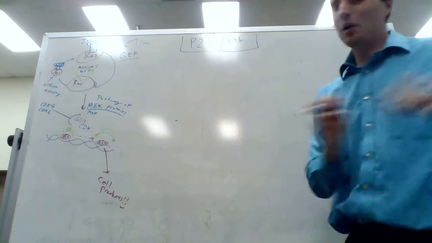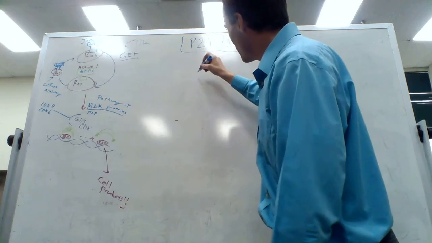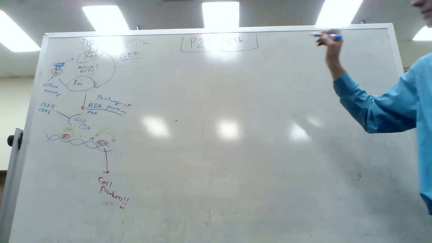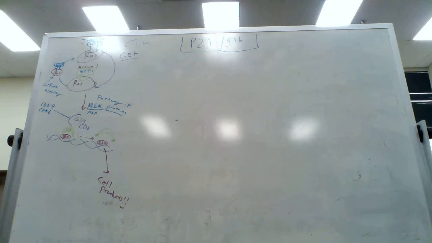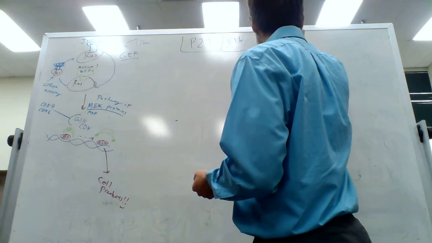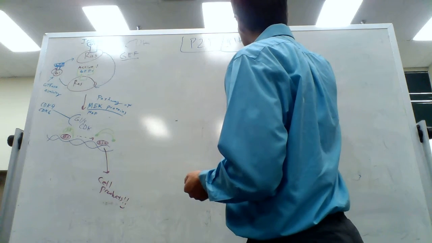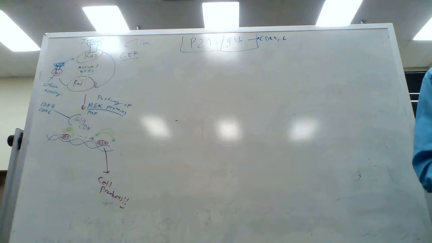I want to reorganize all the slides, but I didn't have enough time to do that. So with this, P21 and P16. P16 is going to hold on to CDK4 and 6, and so that's going back to the Ras pathway, so you can fit them in. And so these are CDK4 and 6. And then P21 is an inhibitor for a lot of the other ones, and that's why it's included.